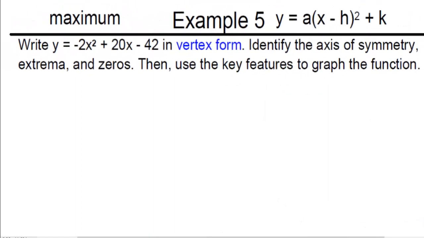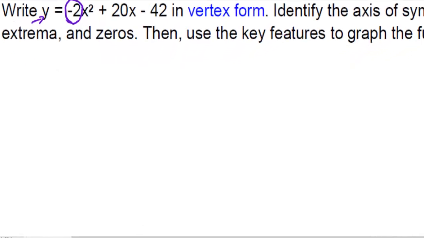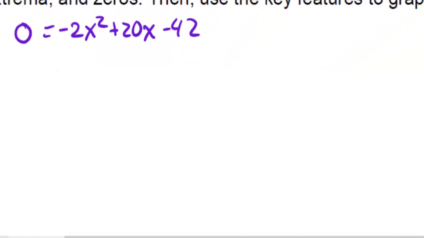Alright, so our last example here is still writing it in vertex form and graphing it with the key features, but now it's going to be a maximum function instead. Also notice that the leading coefficient here is not a 1, so it complicates the problem a little bit. Now again, the first thing we're going to do is substitute the y value with 0, and then get rid of the constant term. I'm going to add the 42 to both sides.